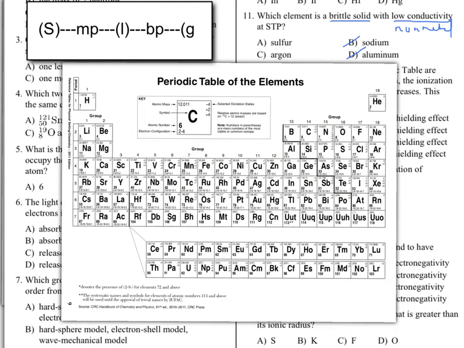So again, the melting point and the boiling point will come from reference table S. And if you can insert 273 in a number line before the melting point and the boiling point, it will be a solid. If 273 falls in between the melting point and boiling point, it will be a liquid. And if it falls after the melting point and boiling point, it will be a gas.